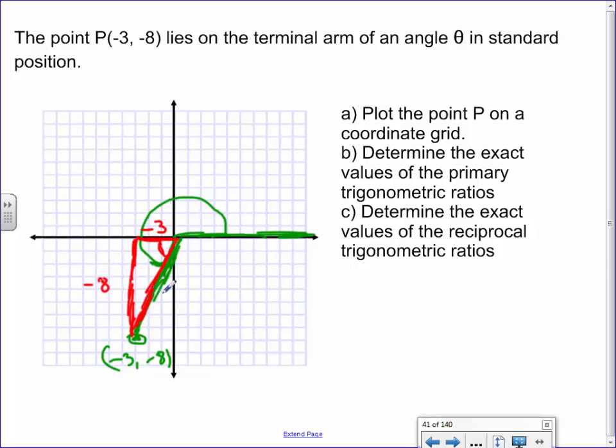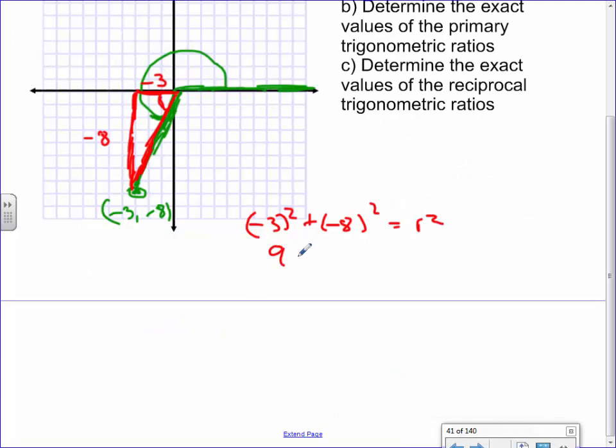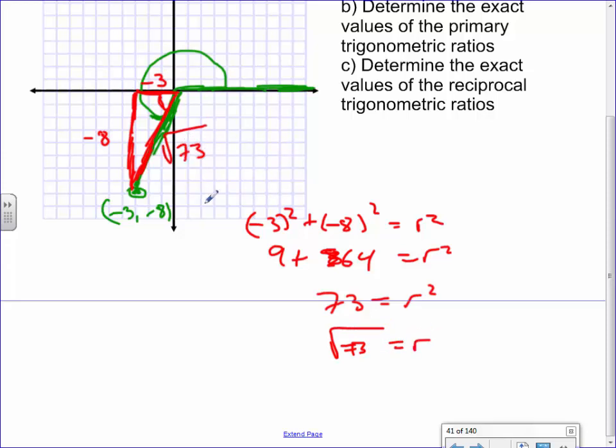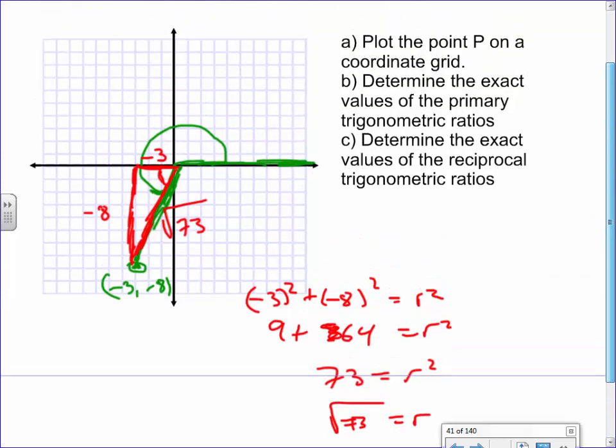What's the radius of this thing? How do I solve it? Pythagoras' theorem. Okay, so -3 squared plus -8 squared is the radius squared. 9 plus 64 is the radius squared. 73 is the radius squared, so root 73. That's right there. You follow that?